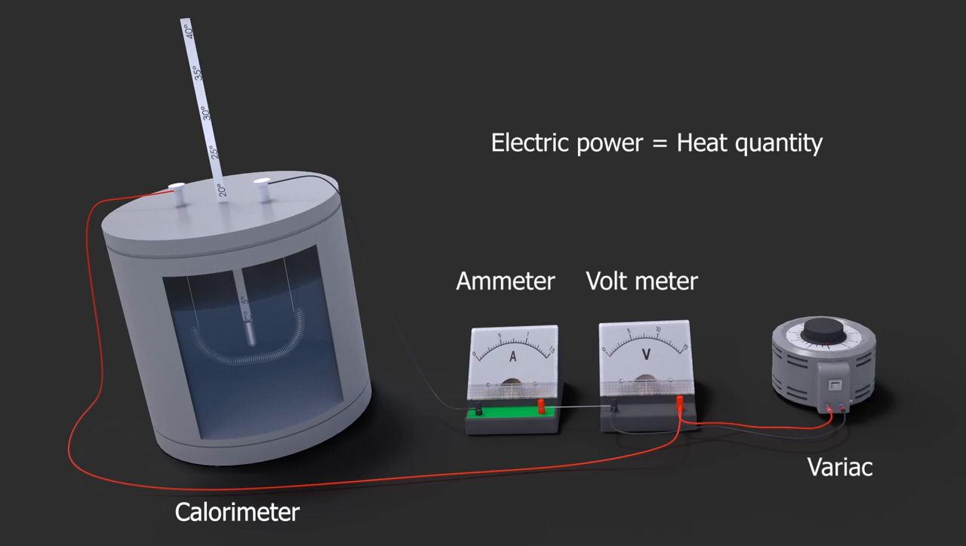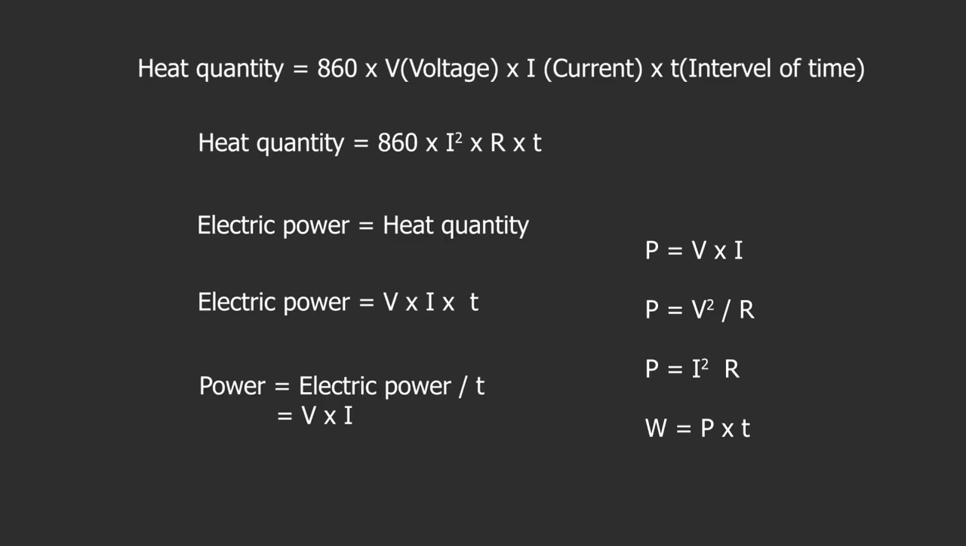times T. Work done by heat generated in an electric circuit is expressed as power, which means the rate of work done in a circuit when 1 amp flows with 1 volt applied, and its unit of measurement is the watt. Power is equal to electric power divided by T, that is time, which is equal to V, voltage, times I, current. The conclusion: P is equal to V multiplied by I, P is equal to V to the power of 2 divided by R, P is equal to I to the power of 2 times R, W is equal to P times T.